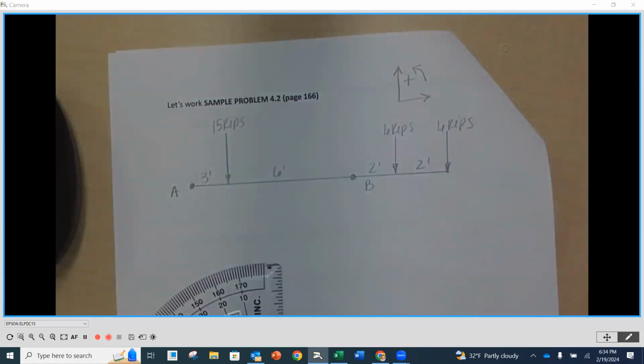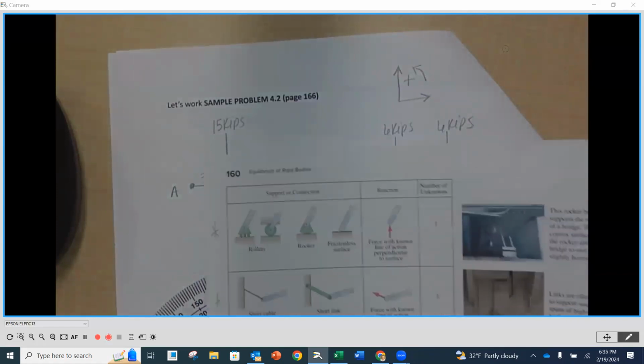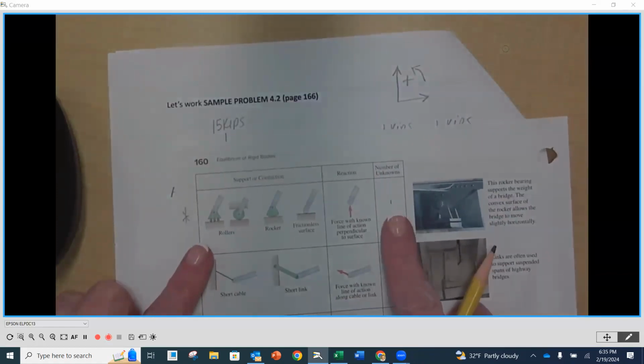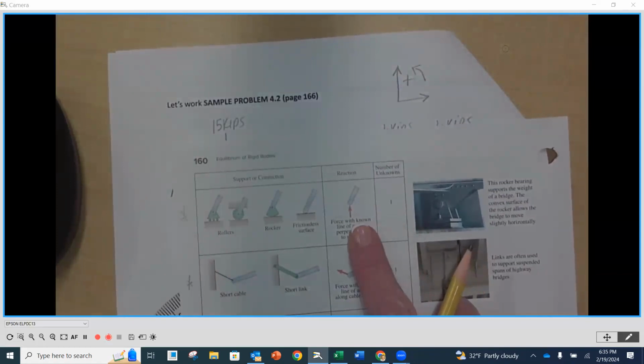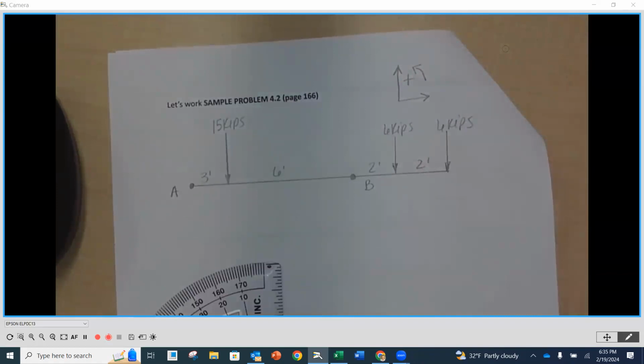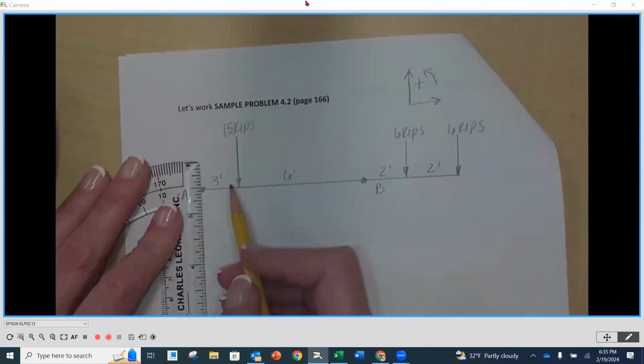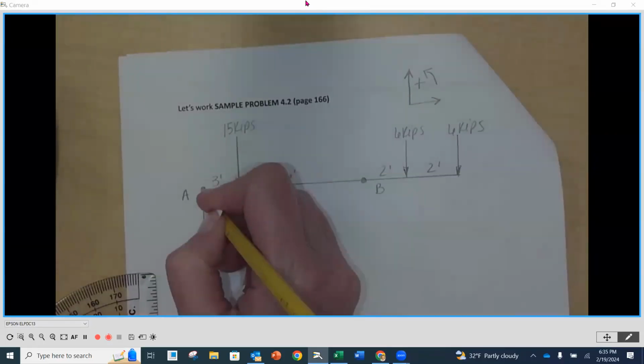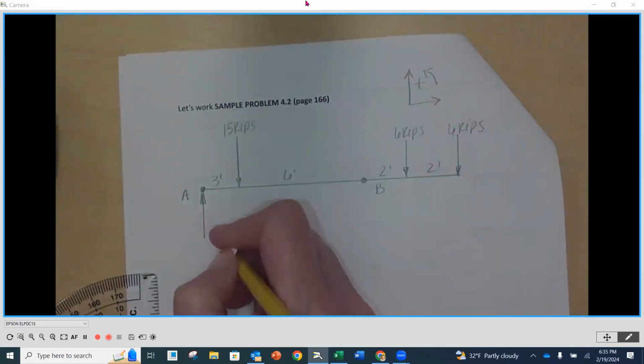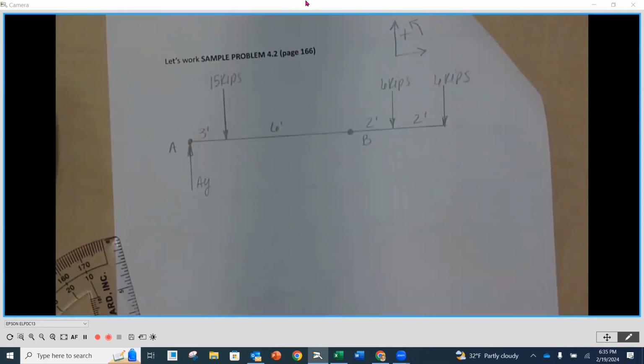And then the distances. Now, A is a roller, right? For a roller, we look on page 160 at the top here, 1 force, and it's always going to be perpendicular to the surface it's riding on. Now, since the 3 applied loads are down, I am going to assume up. I don't know, my math will tell me, it'll confirm. If I end up with a positive value at the end, it'll confirm, and we'll call this AY, the force at A in the Y direction.